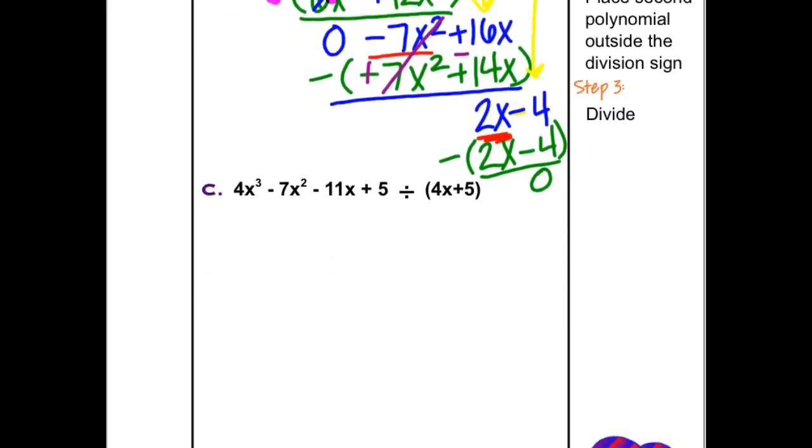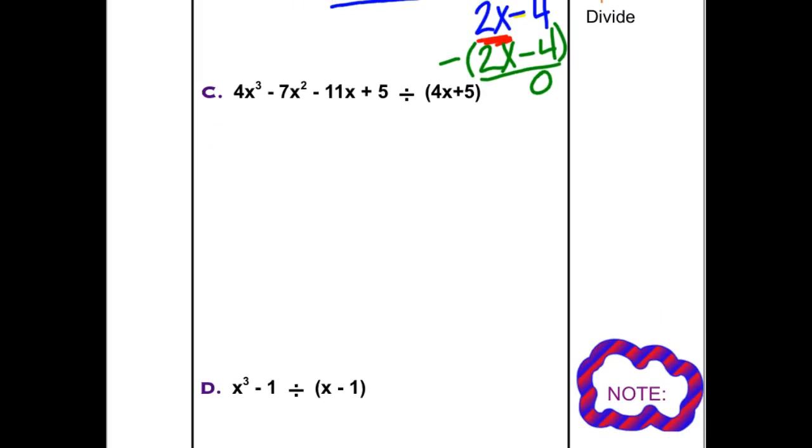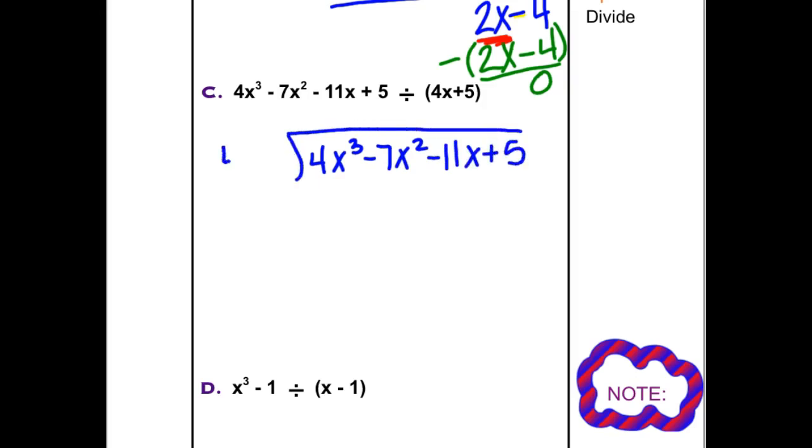Let's move on to another example. So now, once again, we're going to put the first one inside, 4x cubed minus 7x squared minus 11x plus 5. And then put the 4x plus 5 on the outside.